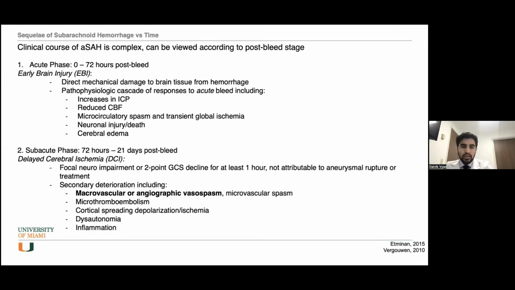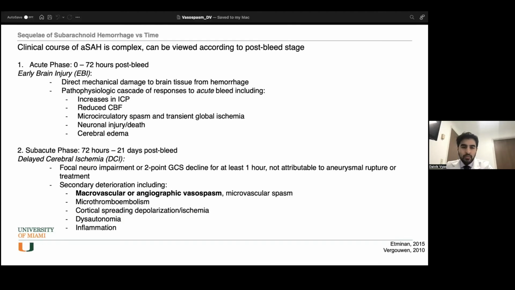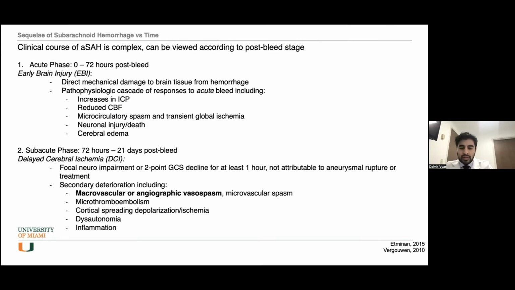And it's clinically defined now as a focal neurologic impairment or a 2-point GCS decline for at least 1 hour that can't be attributable to the aneurysmal rupture or to the treatment of the aneurysm itself. And this is a secondary deterioration process that can include vasospasm, microthromboemboli, cortical spreading and seizures, dysautonomia from thalamic injury, as well as ongoing systemic inflammation.